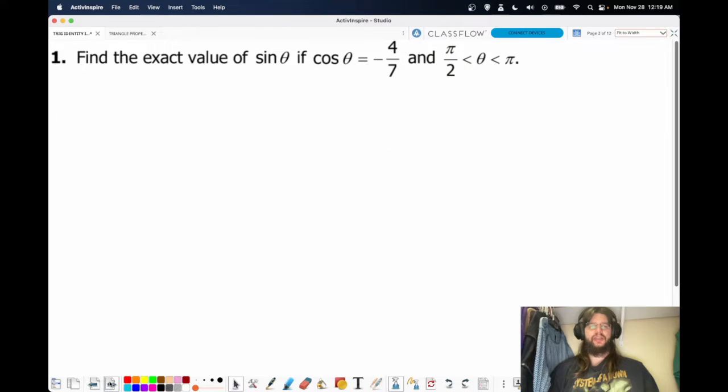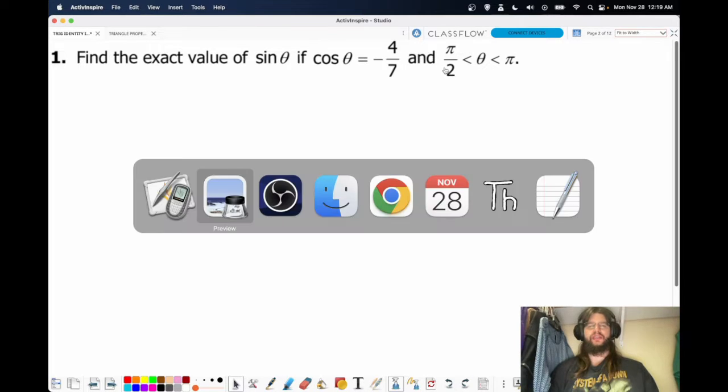Alright, so let's just get down to it. It says, find the exact value of sine of theta if cosine of theta is negative 4 over 7. And look at this condition here. It's giving us a range for theta.